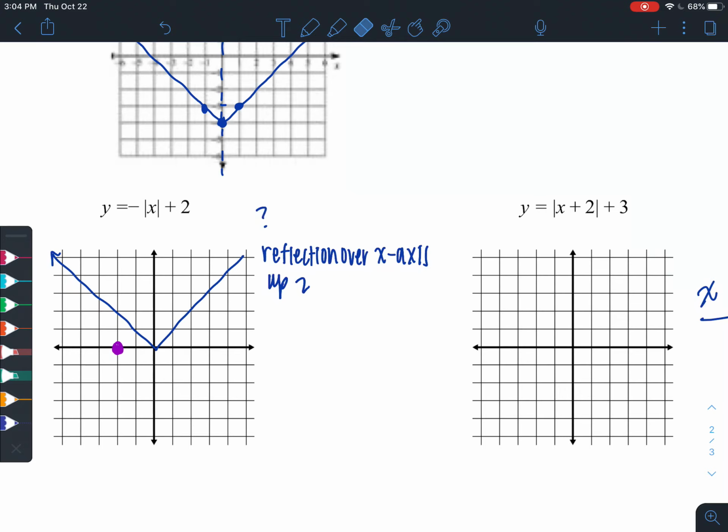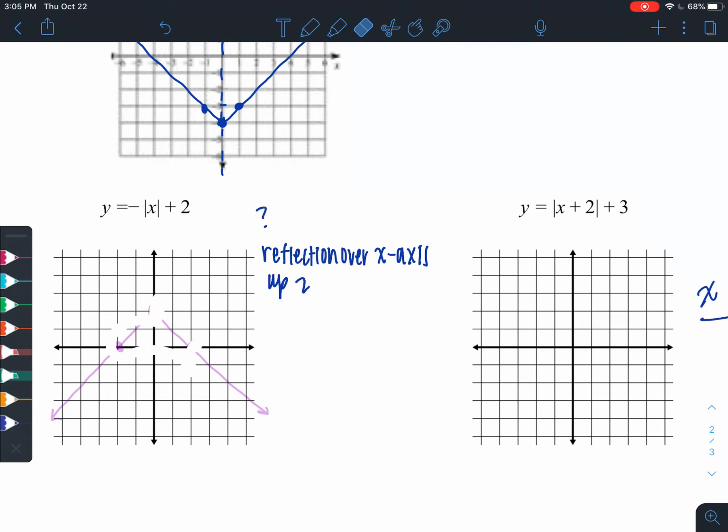Our vertex, when it gets reflected, it's going to become 0, and then it moves up 2, so it's 2. And as is this one. So we can see more clearly now that it's been reflected and then shifted up 2. So it should be a downward V shifted up 2.